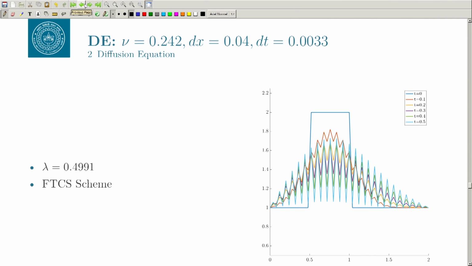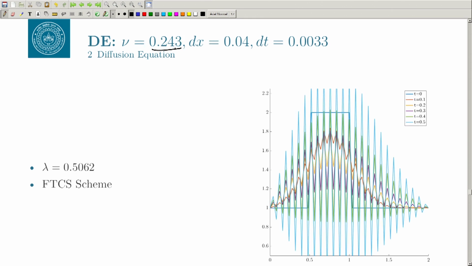Okay. Now, we are going very close to lambda equal to 0.5, and you can see that the solution is about to blow up here. Same scheme, the only thing that we have done is that we have increased the value of nu. So, you have nu delta t by del x square increased, and it became very close to 0.5, and you can see that it is about to blow up, and if you go to the next step, which is 0.243, you can see that it has blown up completely. Okay. So, this is still the FTCS scheme, but my lambda is greater than 0.5.